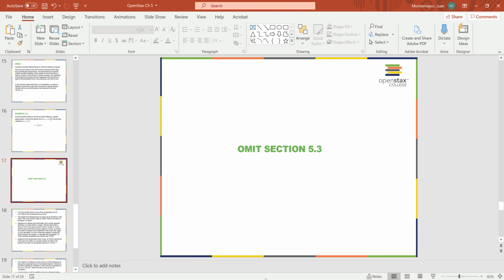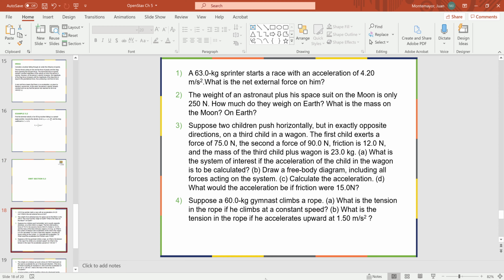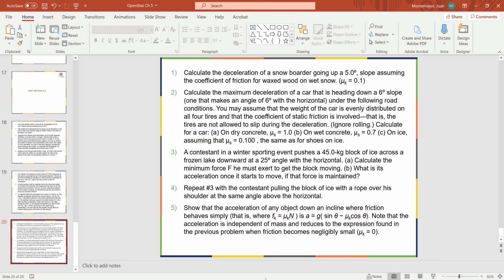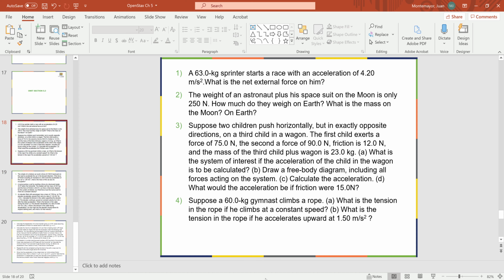All right, and for this section, we will not talk about 5.3. We will omit that section here. And lastly, I've added some problems here, simply just to go over as practice problems.